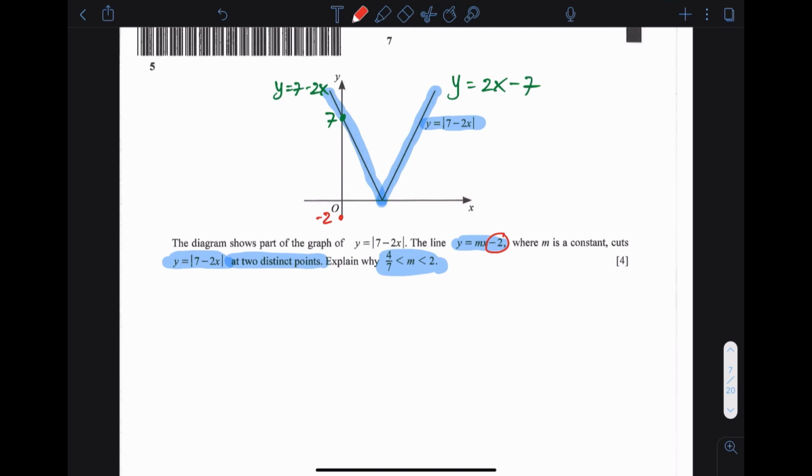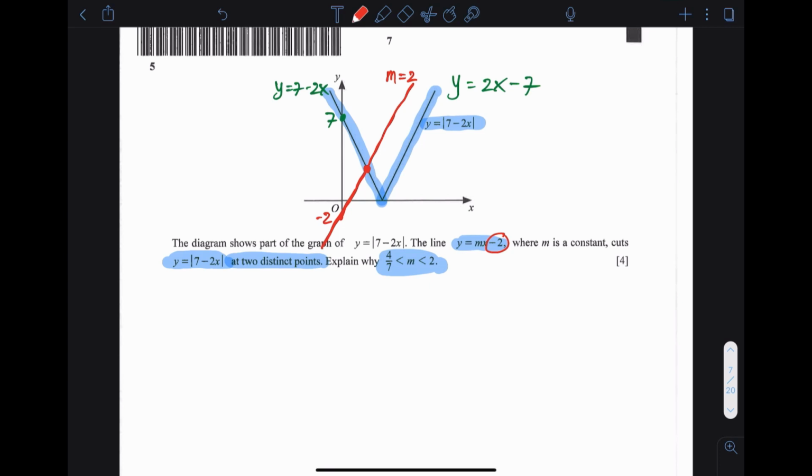Now let's just imagine that the line is actually parallel with the 2x minus 7, meaning to say that the line is exactly like this. This kind of line has no intersection. I mean, well, they intersect only one time, and that is the intersection over here. This only happens if the gradient is the same, that is to say they are parallel.